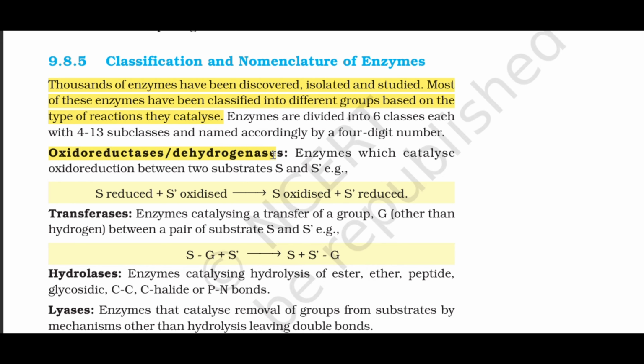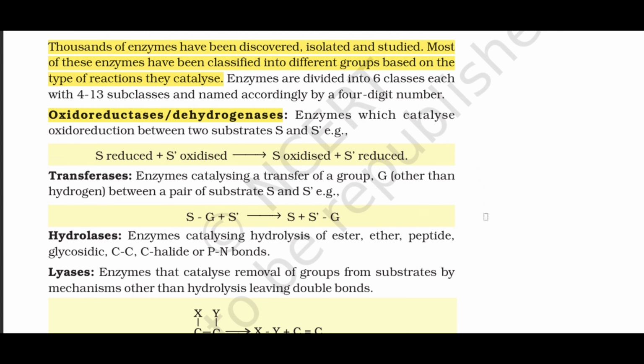Oxidoreductases, dehydrogenases: enzymes which catalyze oxidoreduction between two substrates S and S'. Example: S reduced plus S' oxidized gives S oxidized plus S' reduced. Transferases: enzymes catalyzing a transfer of a group G, other than hydrogen, between a pair of substrates S and S'. Example: S-G plus S' gives S plus S'-G.